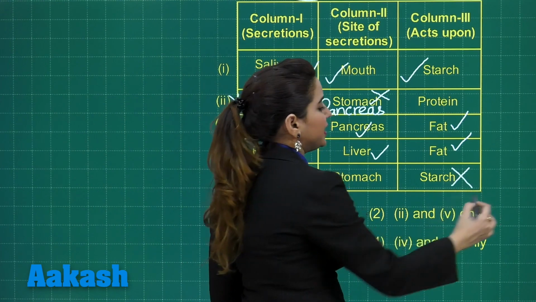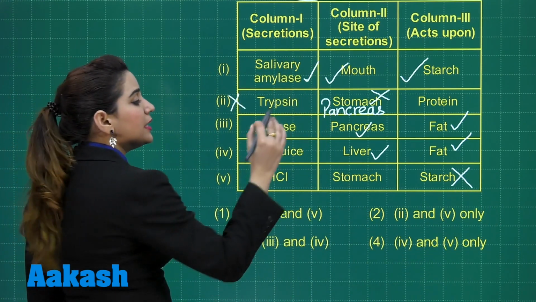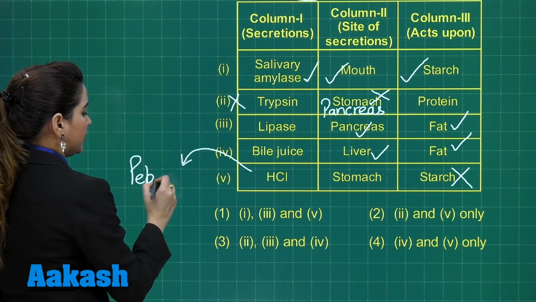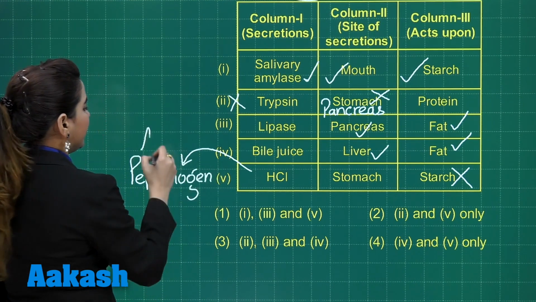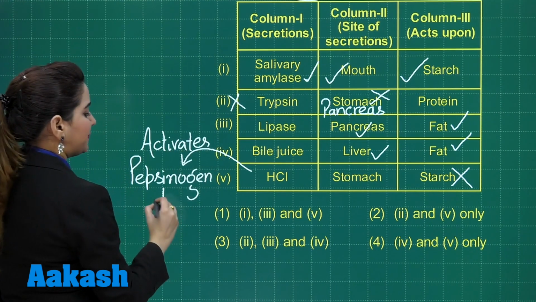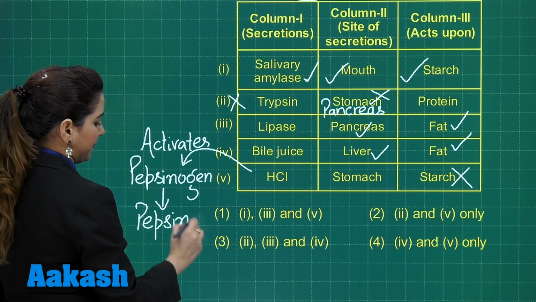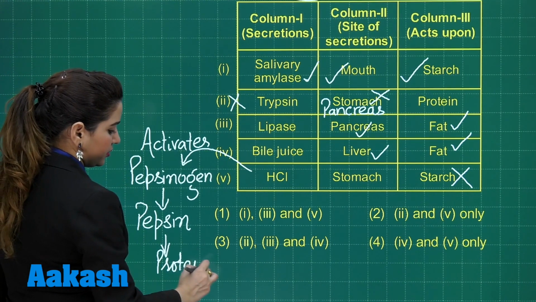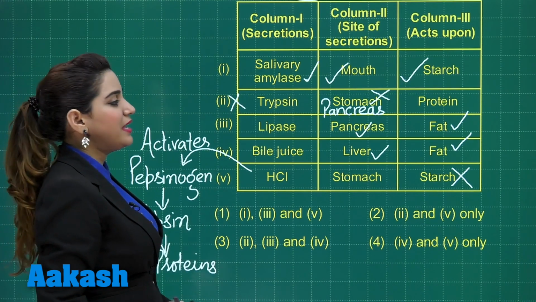It is incorrect. Reason being, students, hydrochloric acid, though, is produced in stomach, but this activates pepsinogen. Pepsinogen produces pepsin, and these pepsins later on act upon proteins. Therefore, students, this option 5 or this point 5 is incorrect.